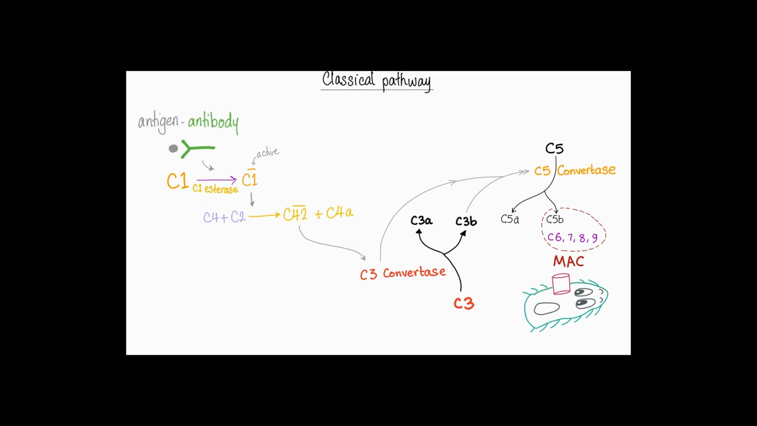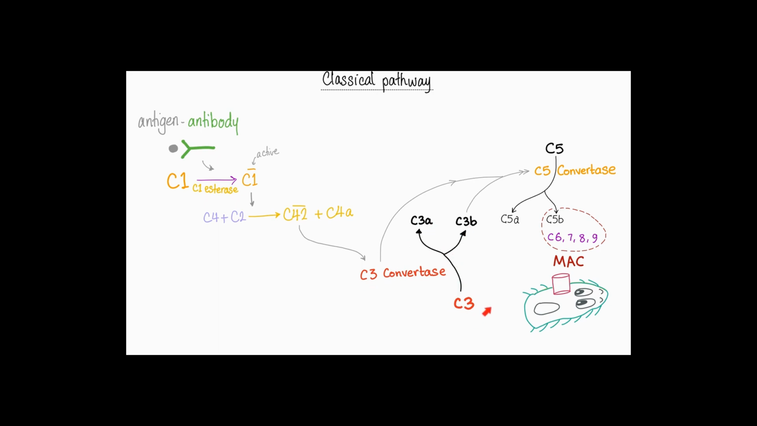Here's the classical pathway real quick. Who pulled the trigger? Antigen-antibody complex. Here's the antigen, here's the antibody. They hugged and kissed each other. And then they started a cascade reaction. C1 esterase will become C1 dash, which is active, which will activate C4 plus C2 into C4b2b plus C4a. And then they will activate C3 convertase. C3 convertase will convert C3 into C3a and C3b.